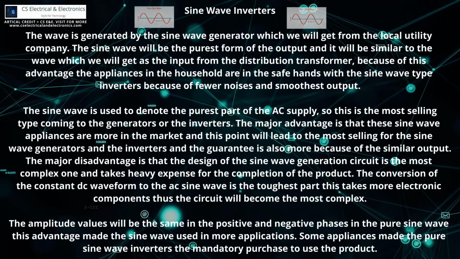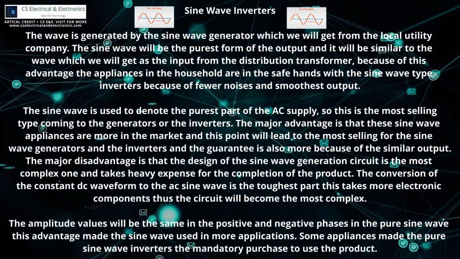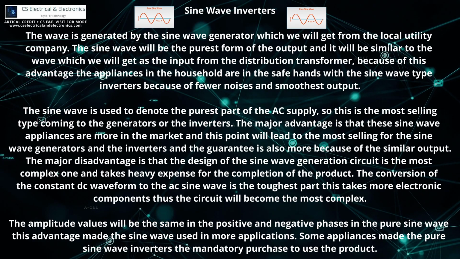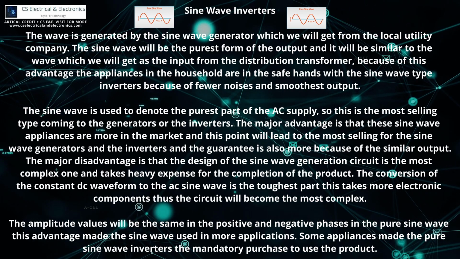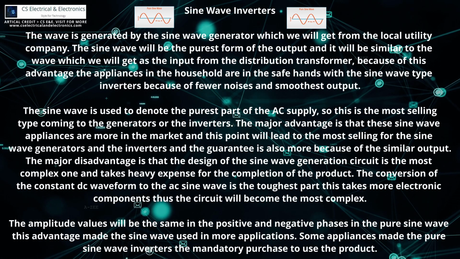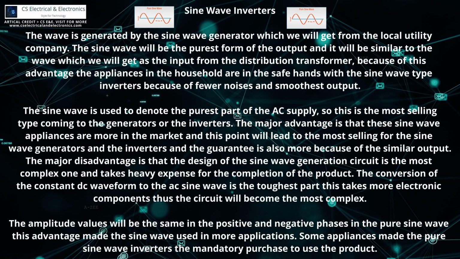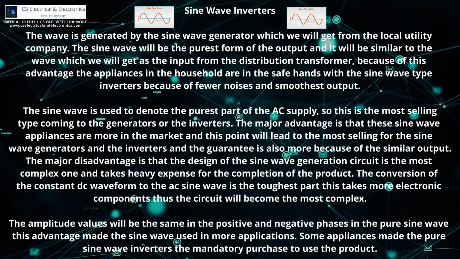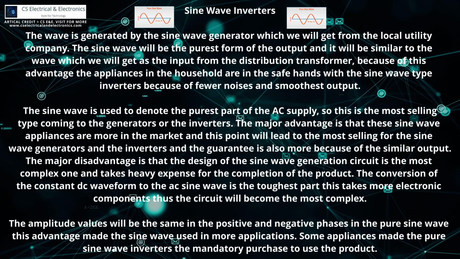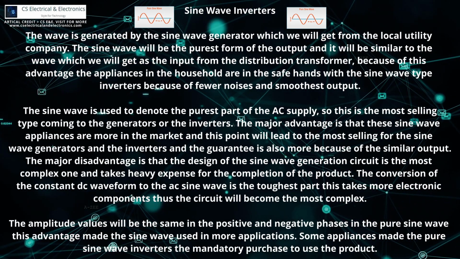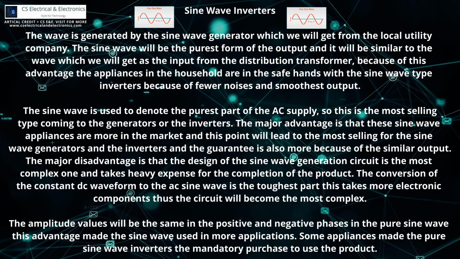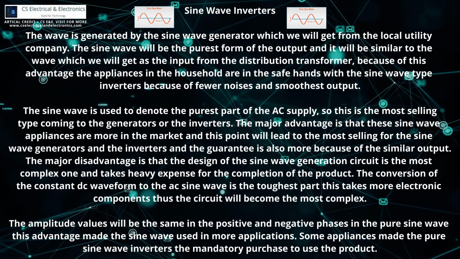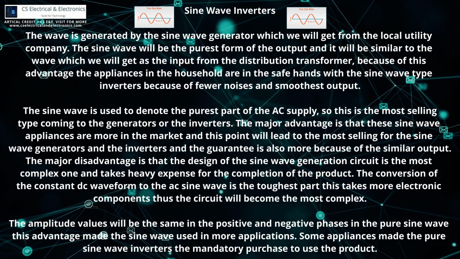Sine wave inverters. The wave is generated by the sine wave generator, which we will get from the local utility company. The sine wave will be the purest form of the output, and it will be similar to the wave which we will get as the input from the distribution transformer. Because of this advantage, the appliances in the household are in safe hands with sine wave type inverters because of fewer noises and the smoothest output. The sine wave denotes the purest part of the AC supply, so this is the best selling type among generators and inverters.